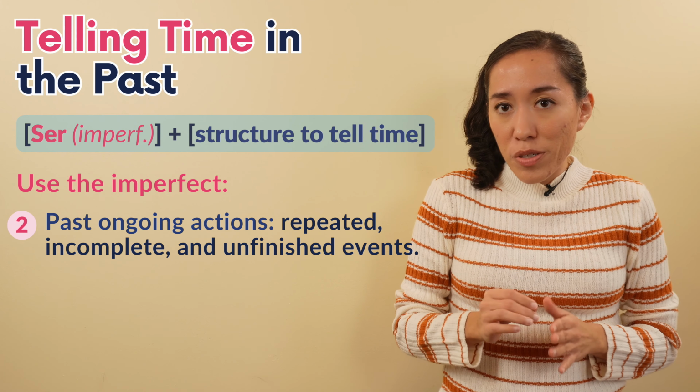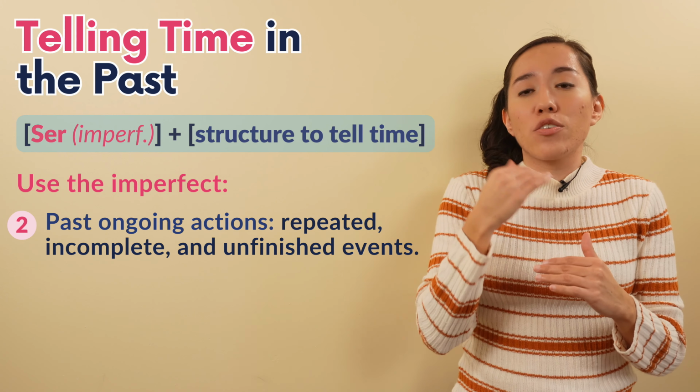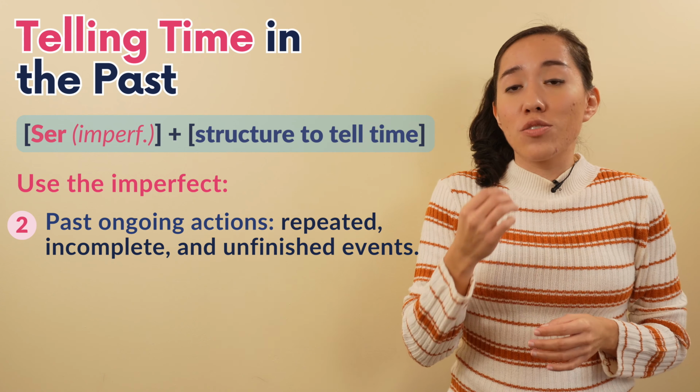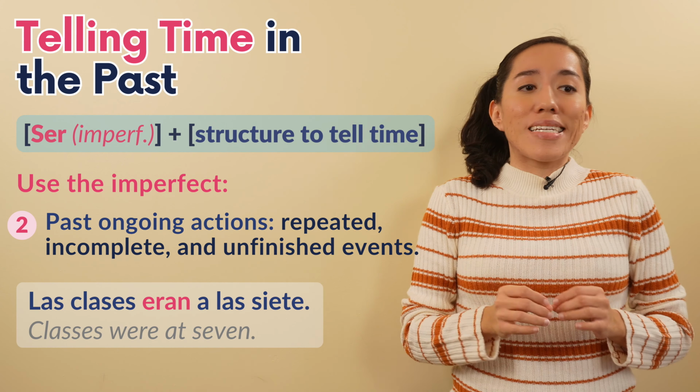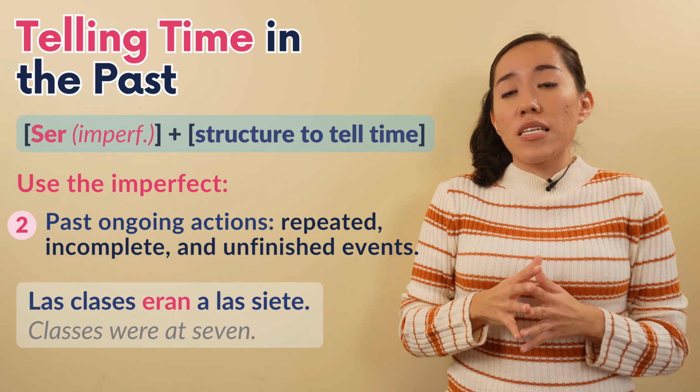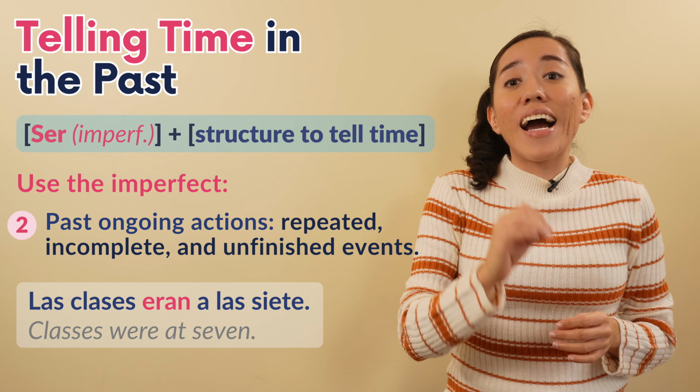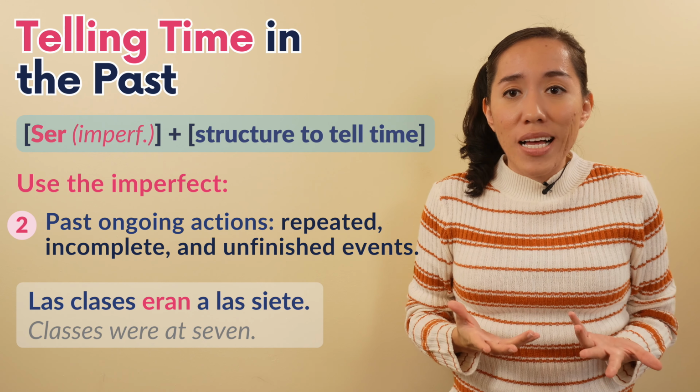We also use the imperfect to tell the time of past ongoing actions. In other words, to tell the time of habits and routines in the past. For example, mis clases eran a las 7. My classes were at 7. Every single day, I had to wake up early to go to my classes.